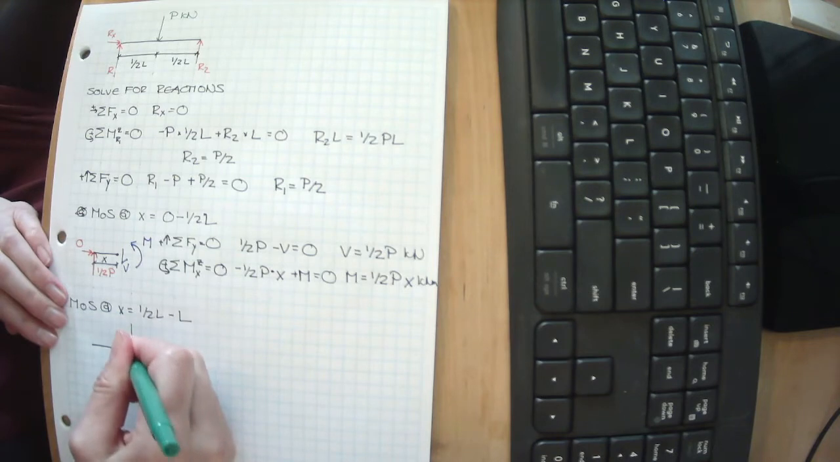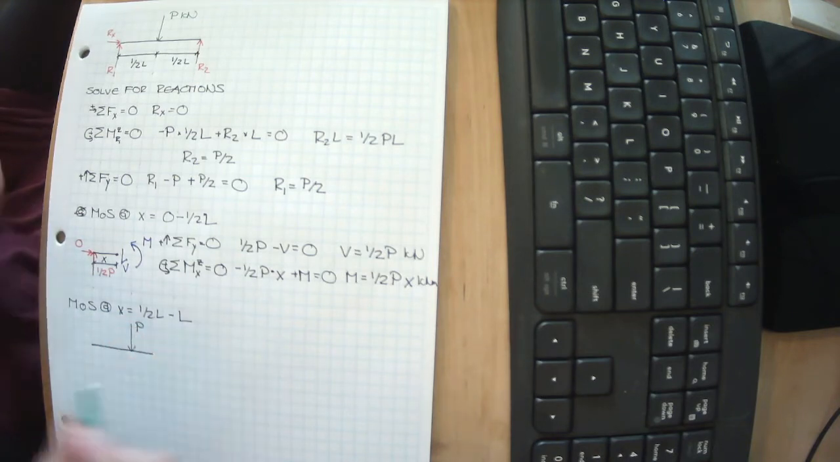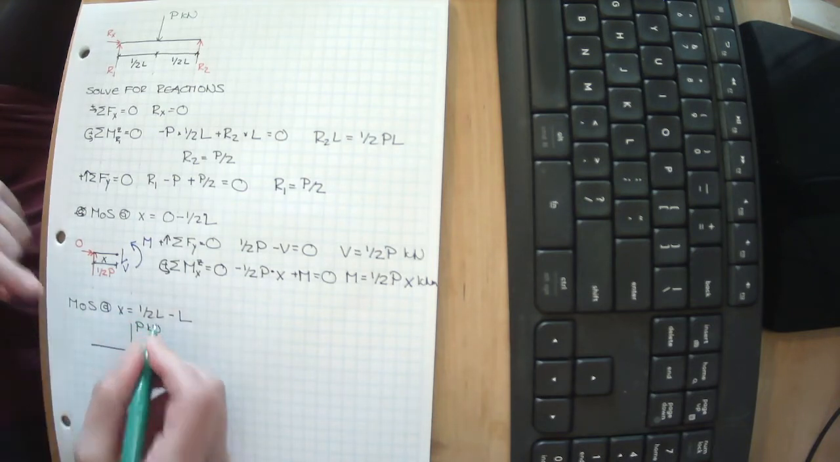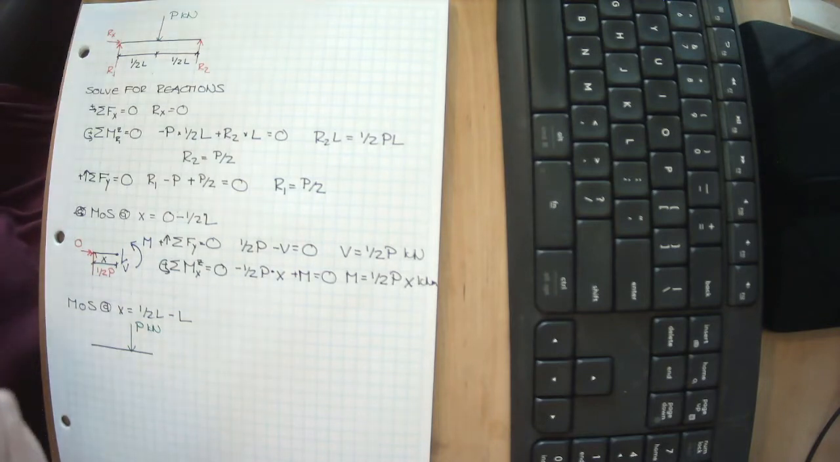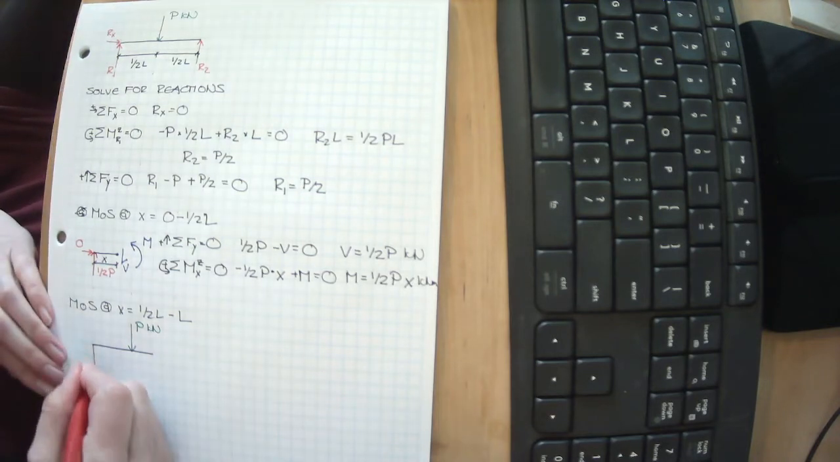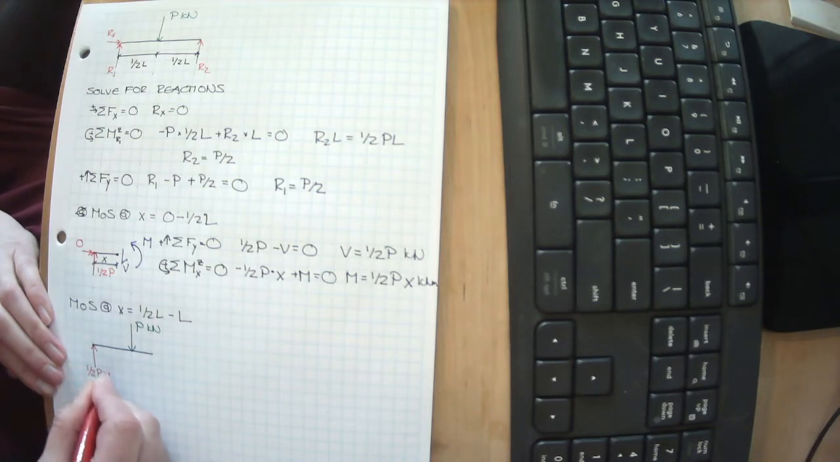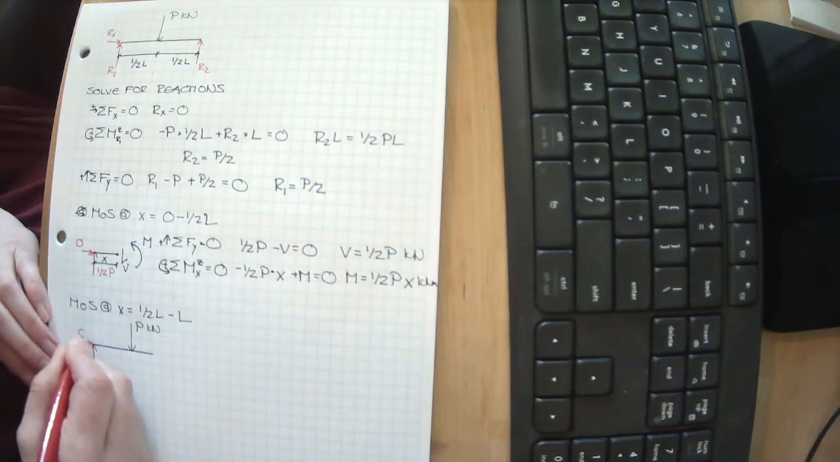We know we've got our applied load of P. We've got our reaction of 1/2 P and 0.